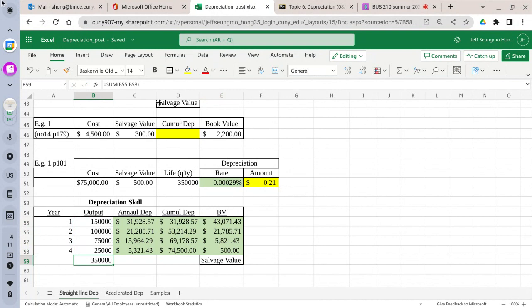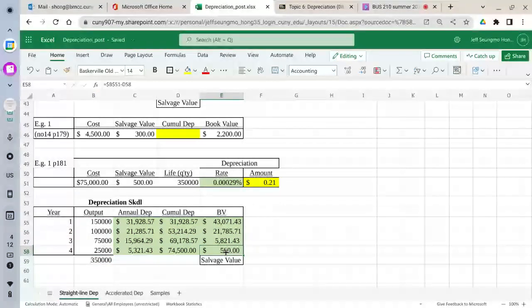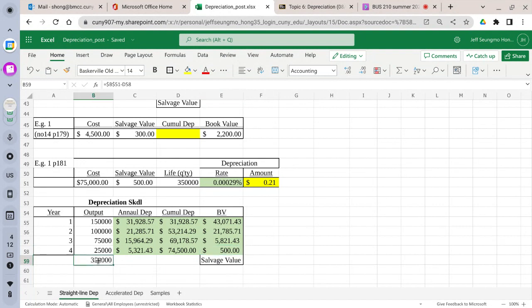In other words, it's fully depreciated. And that's what is meant by this 500, right? At the end of year four, it turned into only scrap metal. Right, it's fully depreciated and ended up with the salvage value, and that means all of these production levels, output levels, for the last 4 years, added up to its service life.